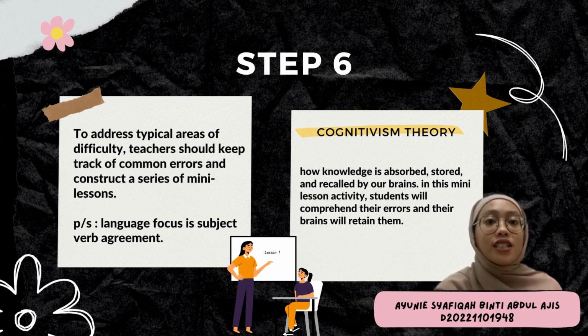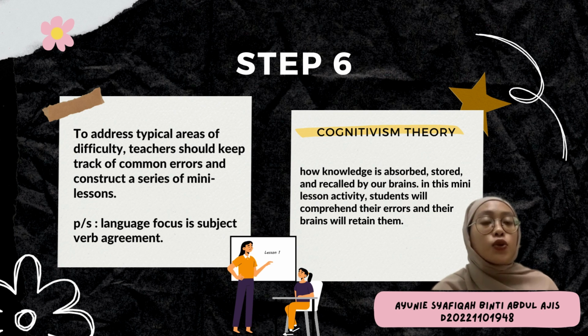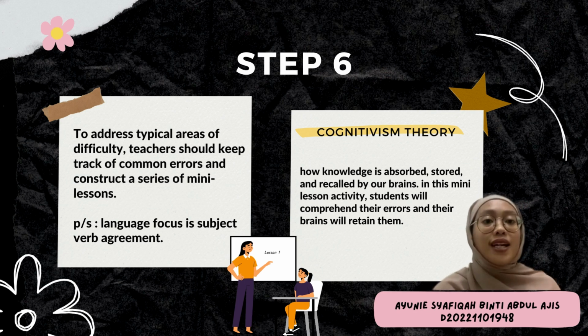So in this lesson activity, students will comprehend their errors and their brains will remember them. For example, they know the correct usage of SVA: plural needs to add S, singular doesn't need S. So they won't make the same error twice since their minds will remember them and adjust to the new understanding. Cognitivism is very important in language activity for ideal memorization.